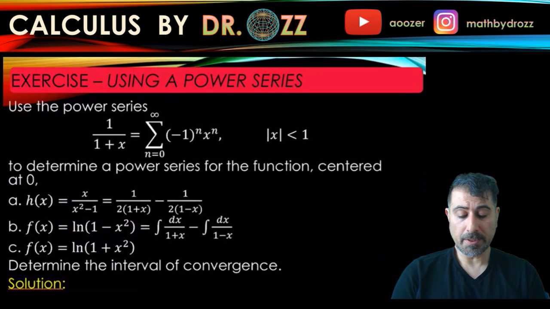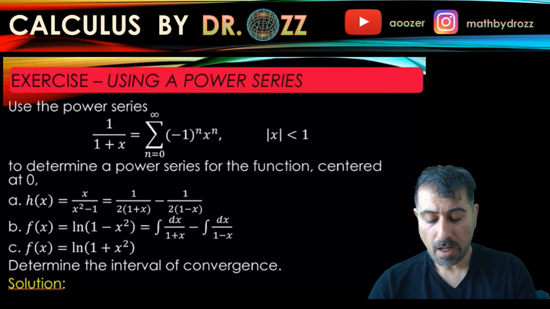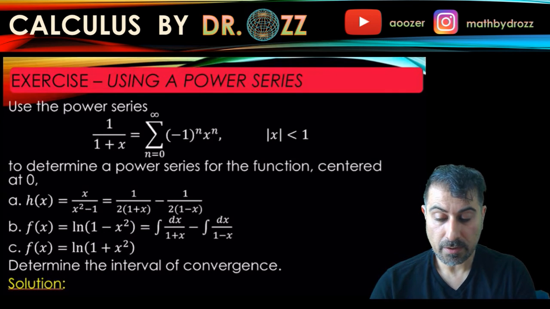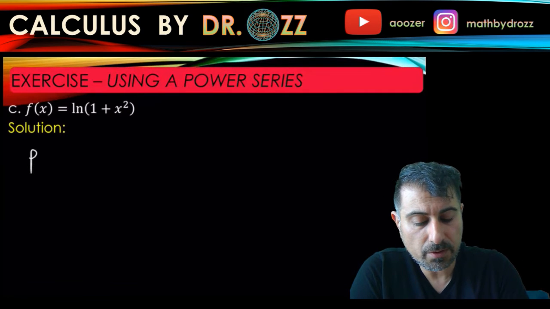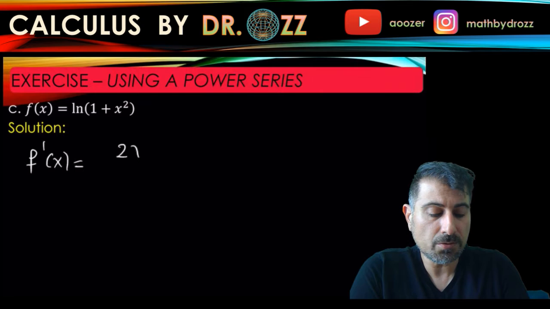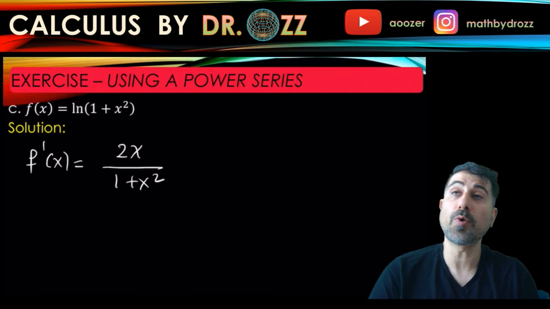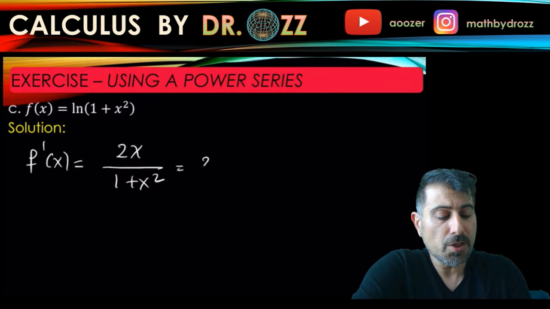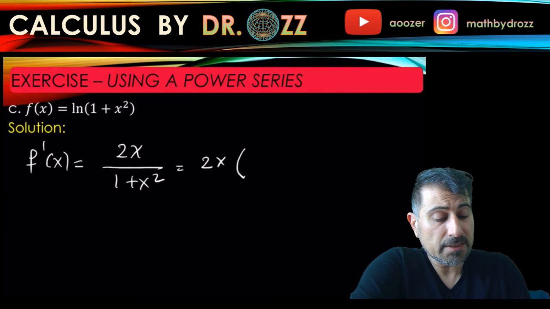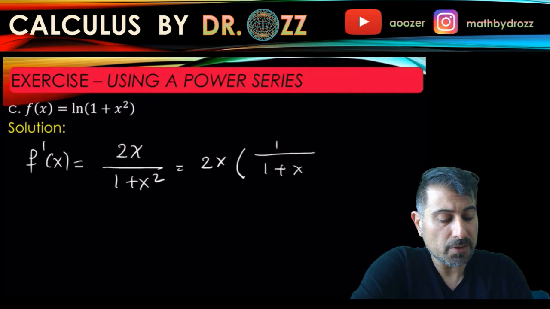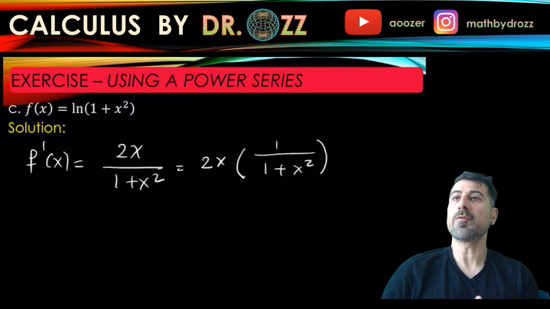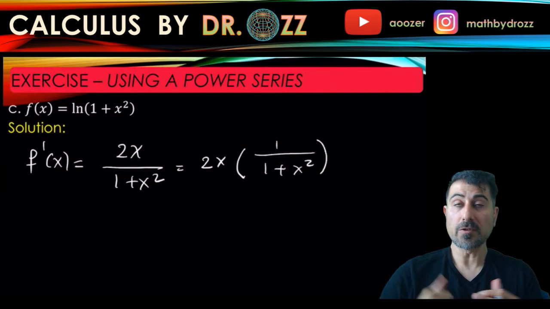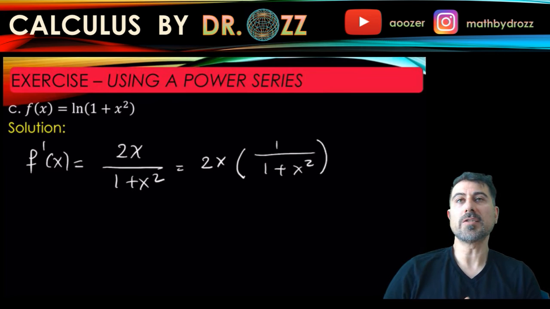I would just go in the direction of taking the derivative of ln 1 plus x squared with the expectation of getting a fraction. Because if you look at f prime of x, it's 2x over 1 plus x squared. So if I know the power series expansion of 1 over 1 plus x squared, I'm done. Because I'm just going to multiply by 2x, and that would be the power series representation of the derivative of f. And if I integrate the derivative, I can go back to f and get the power series representation.